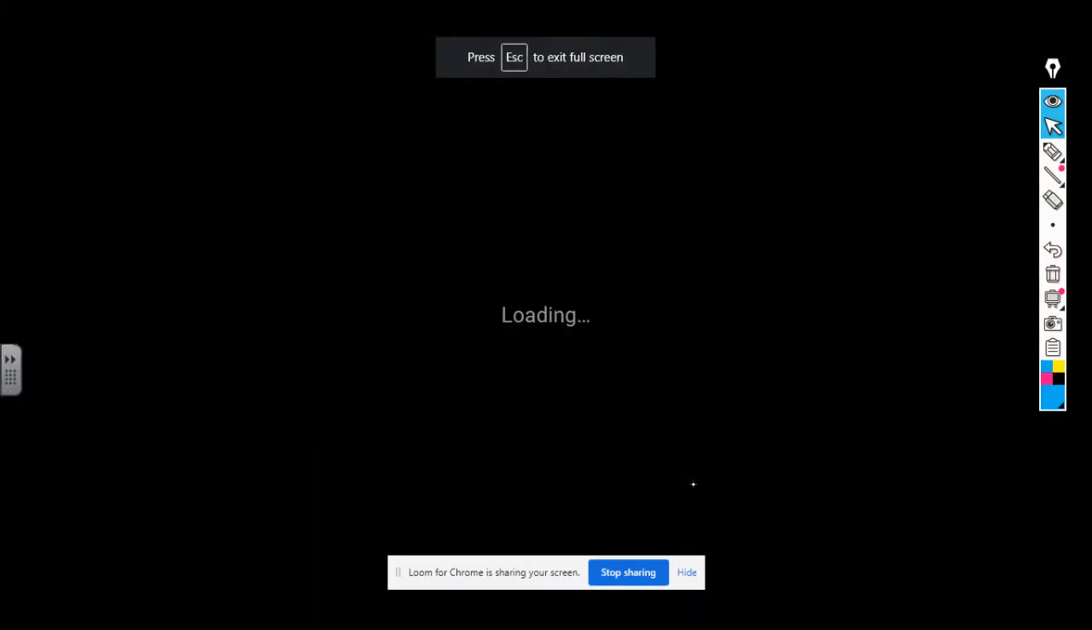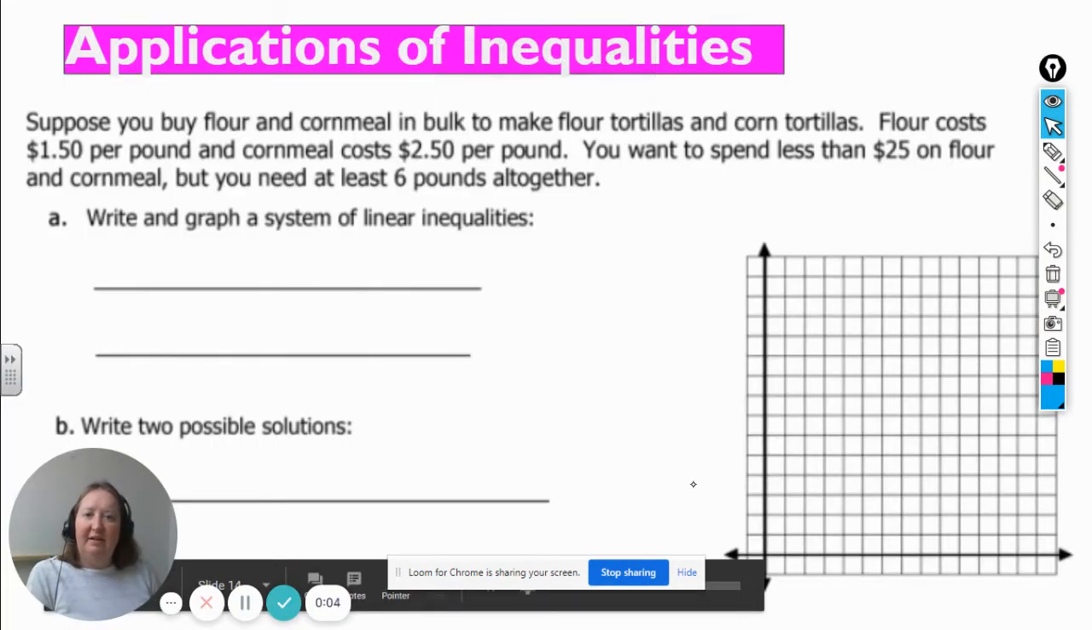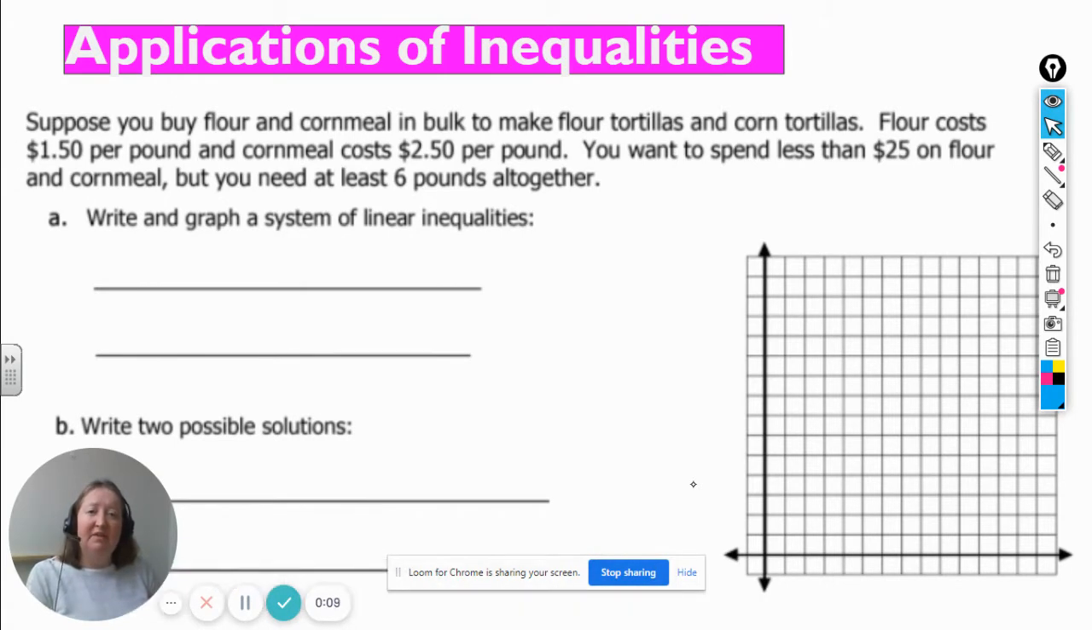Okay, so we are looking at applications of inequalities. So this is systems of inequalities, but it's application problems. I haven't even taught this lesson yet, but I'm going to go ahead and post this in a minute. Well, it's going to be a couple minutes.